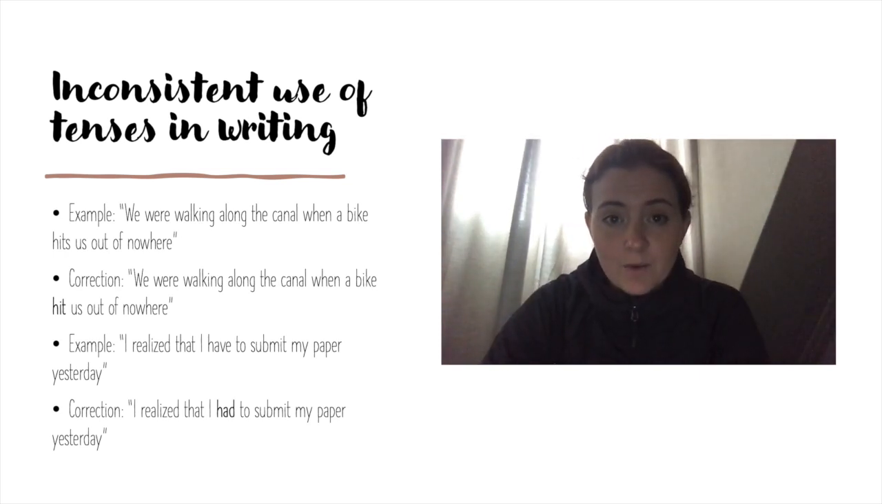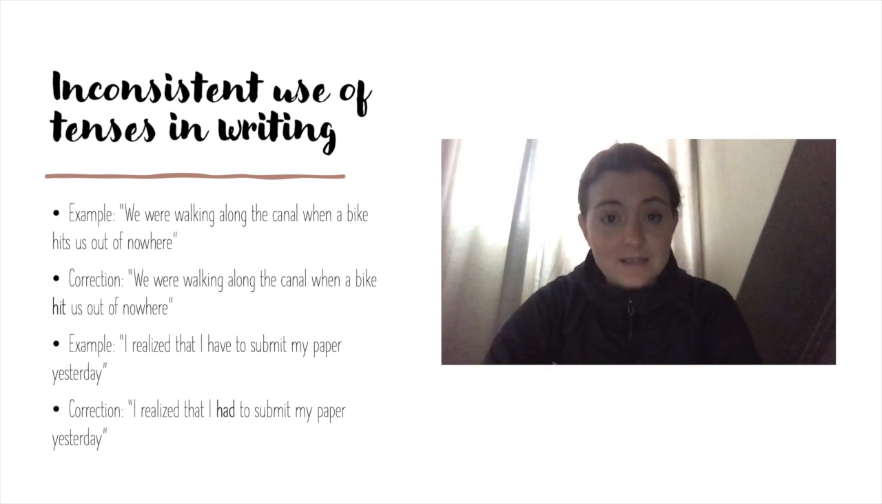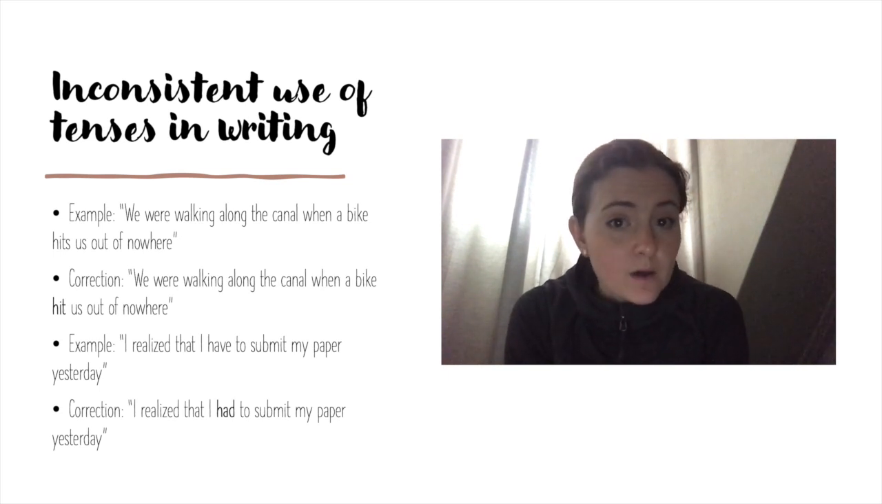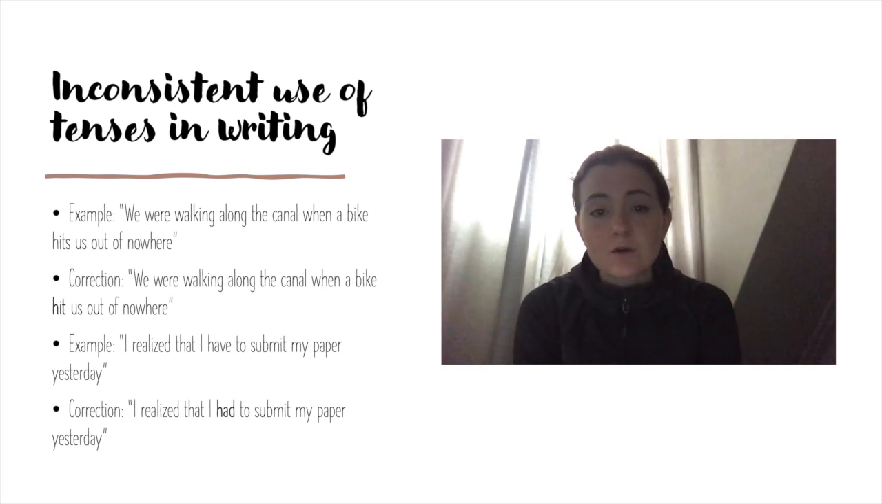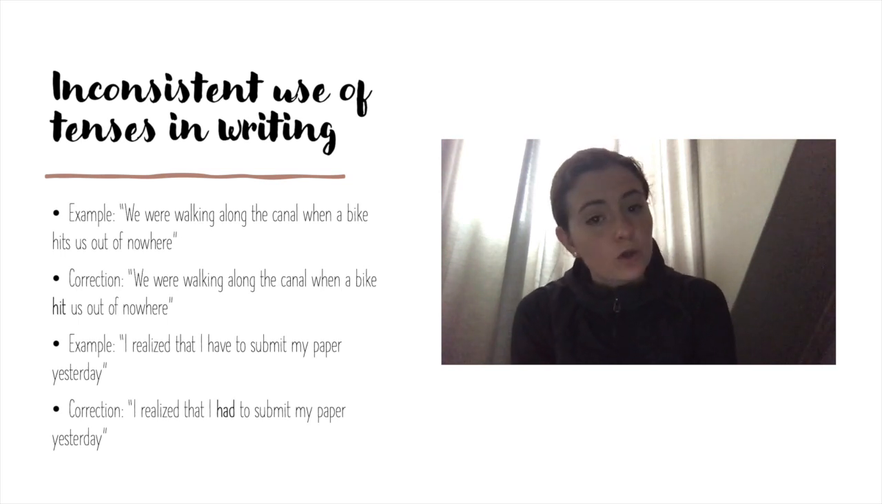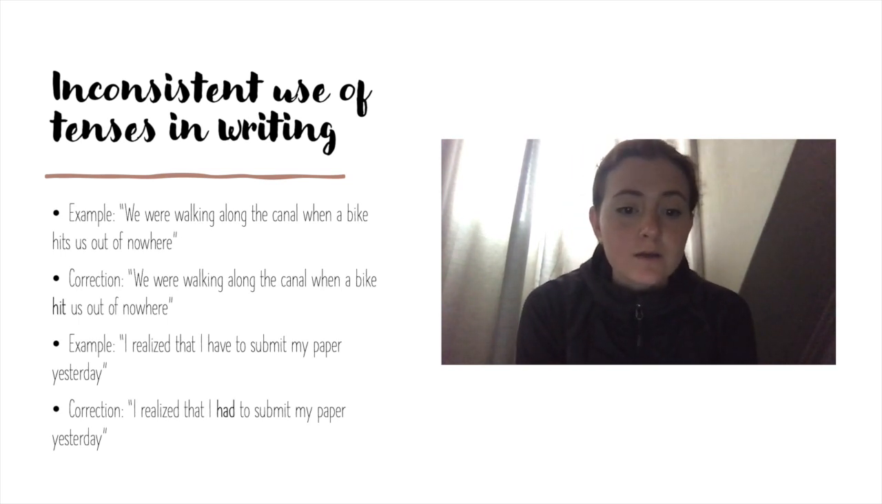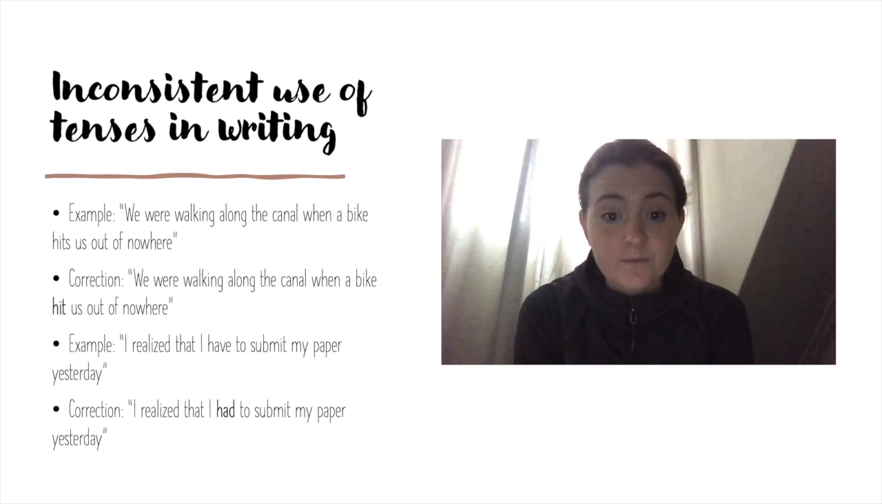So for academic writing, we would want to stay consistent with our tenses at least within a sentence, unless there is an exception or a reason that calls for it. However, here there is no reason to call for changing your tense. So we should correct this. The correction: we were walking along the canal when a bike hit us out of nowhere.